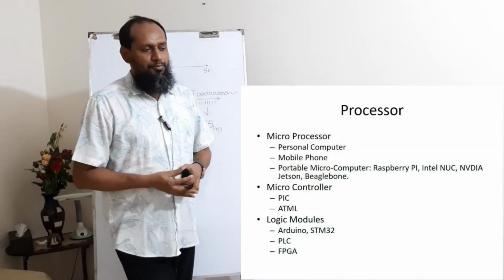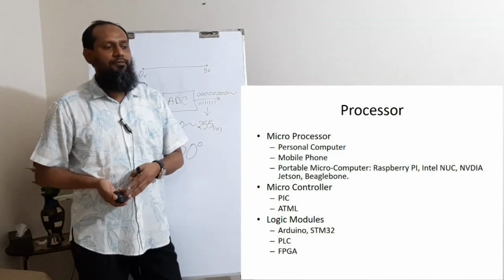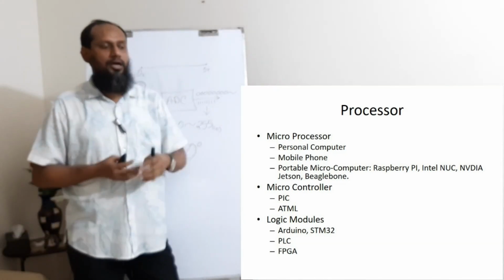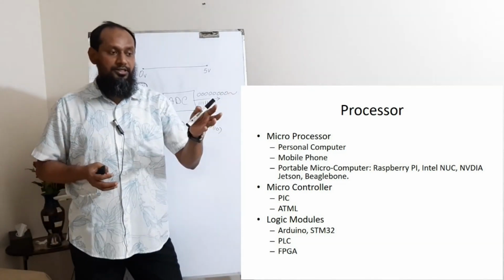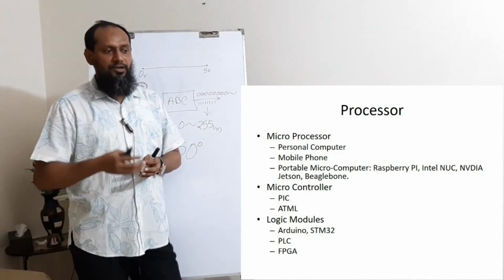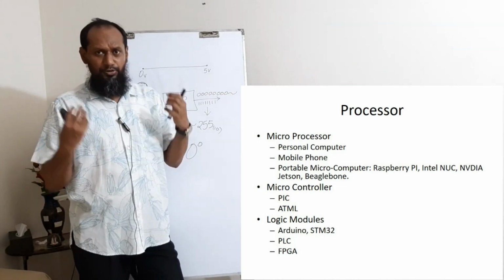Okay, this is a different type of processor, as I told you some time before. We can have a microprocessor. Most systems like computers or mobile phones, and also some other computers like Raspberry Pi, Intel NUC PC, NVIDIA Jetson, BeagleBone, are all using microprocessors.